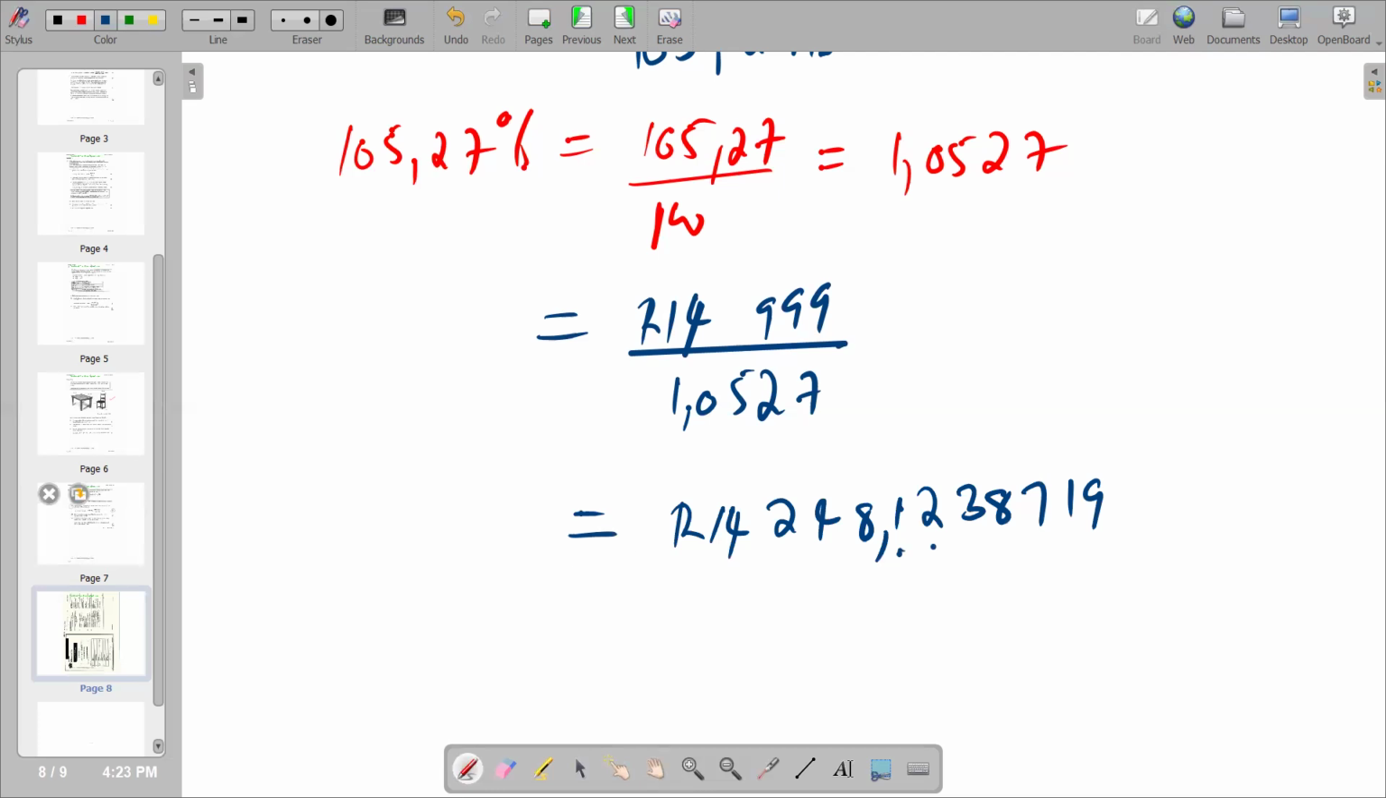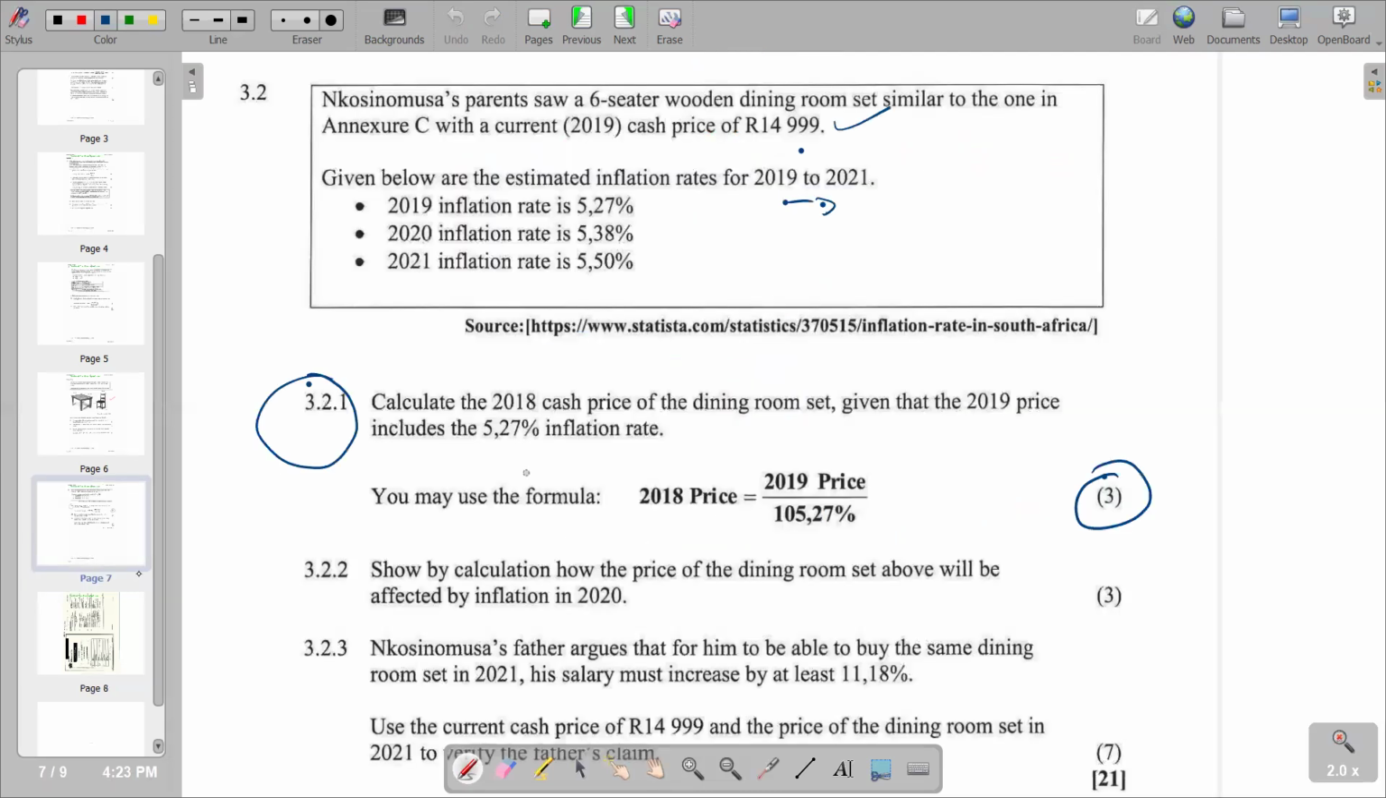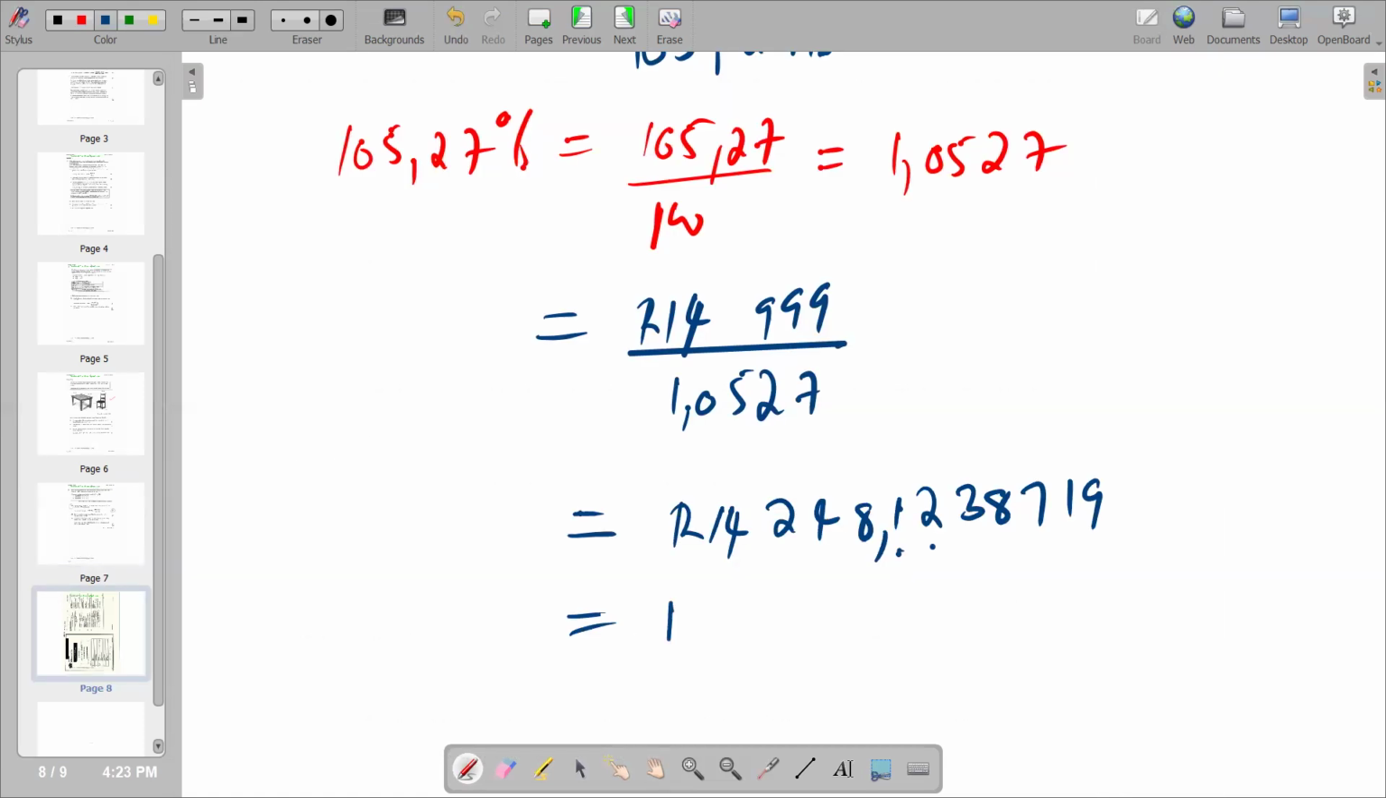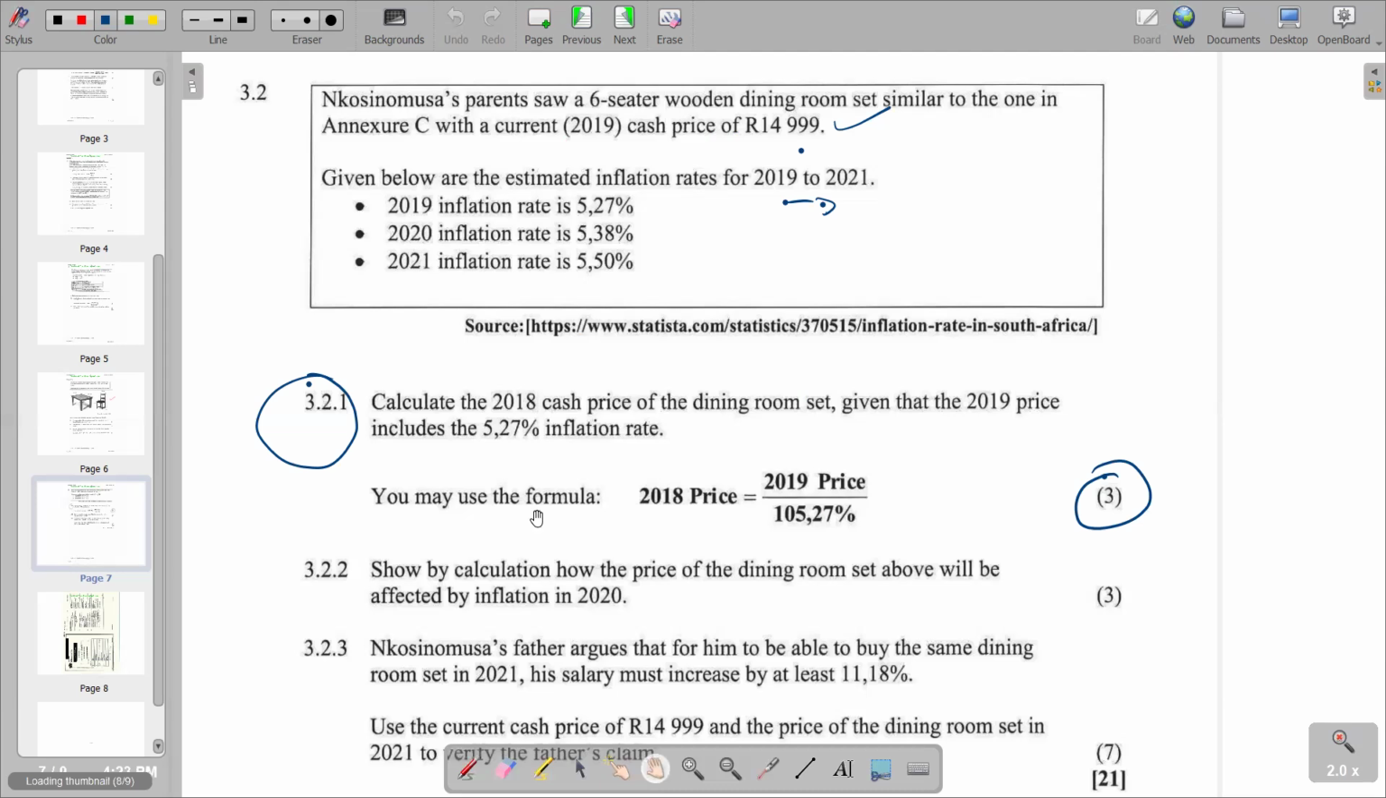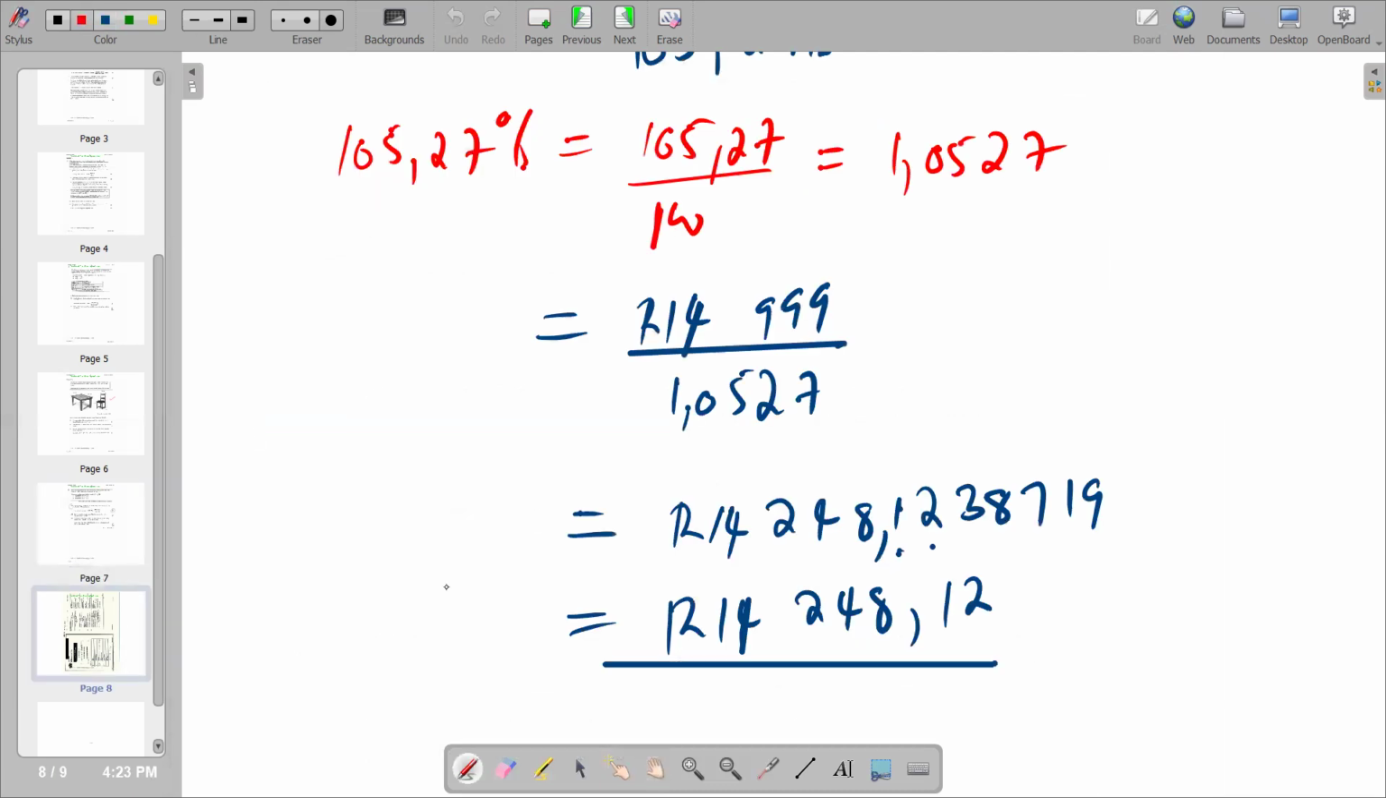The question does not give us an instruction in terms of rounding, so we can round it up to two decimal places, whereby it becomes 14,248 rands 12 cents. Remember, this is money, so obviously we round it to two decimal places. This becomes our final answer. According to the question, we are calculating the 2018 price, so that's what we have on that part.